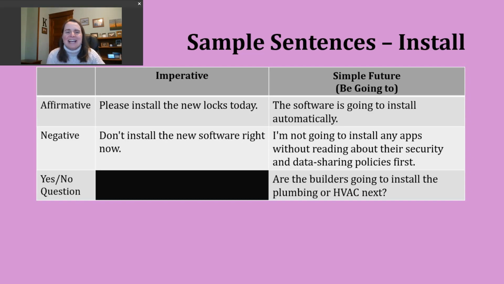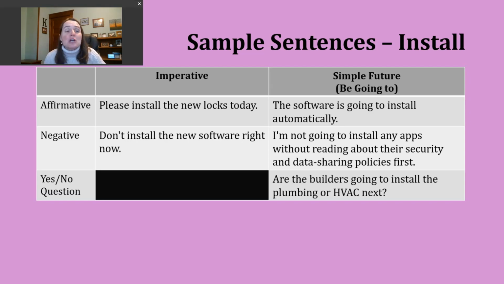So my example here says, please install the new locks today, right? Maybe this is someone who works in like facilities, a supervisor talking to an employee, or maybe it's a homeowner talking with some sort of construction sort of builder type, but they're giving this command. Now you could also insert the word please at the end of the sentence, but just one please per sentence.